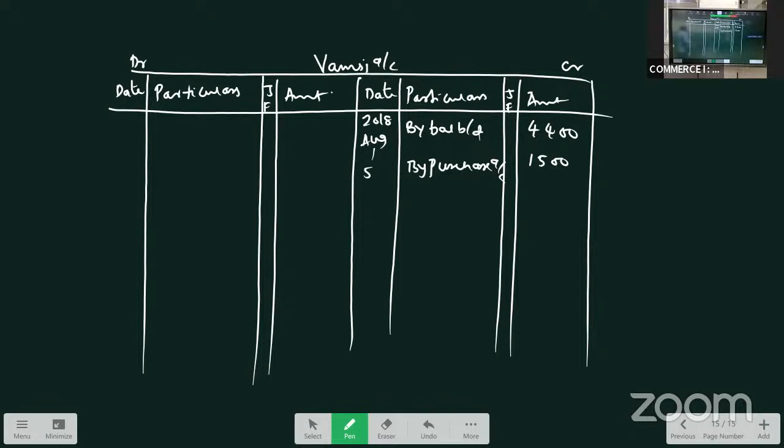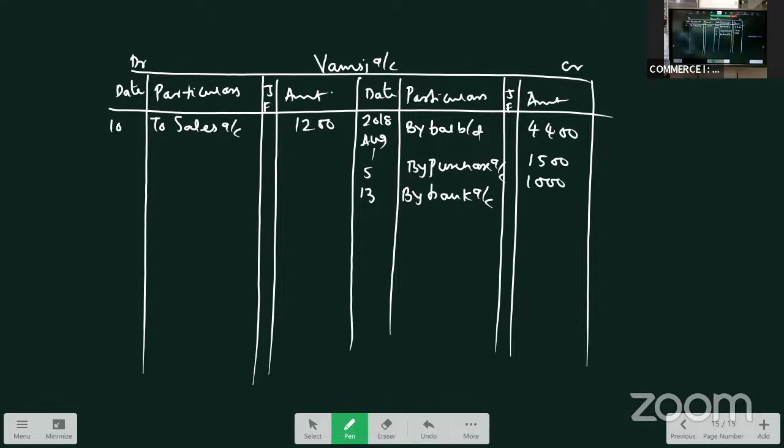Then we have sold goods to Vamshi. On 10th, we sold goods to Vamshi. So Vamshi is the receiver. How much amount? 1,200. Okay. Then received check from Vamshi. We received a check from Vamshi. So Vamshi is the giver. Giver is to be credited. Write it on the credit side. By bank account. What is the amount given? The amount given is 1,000.